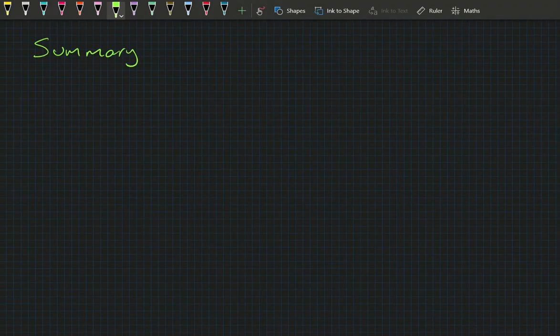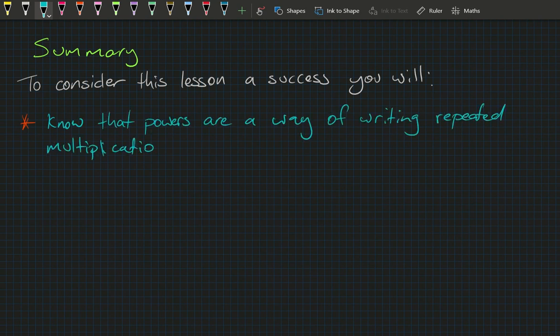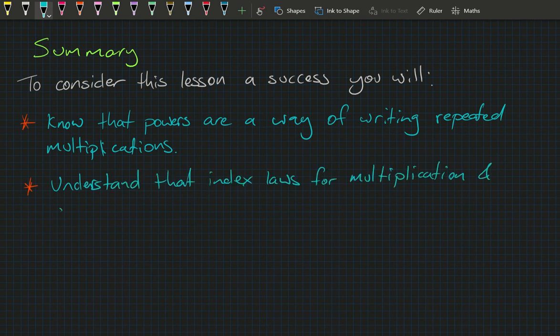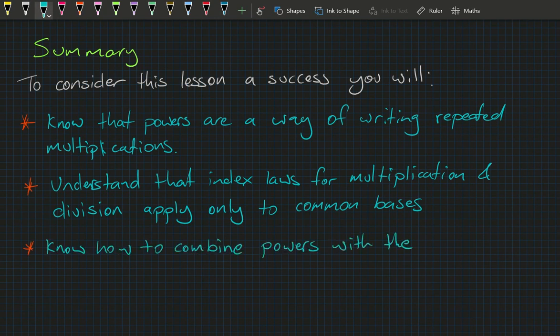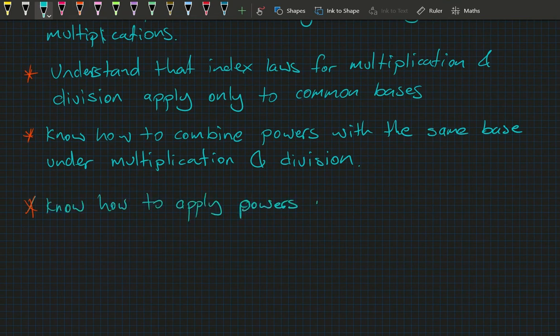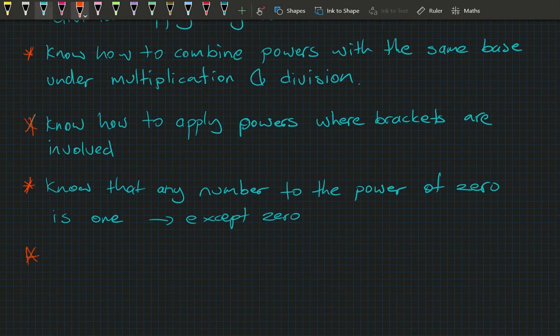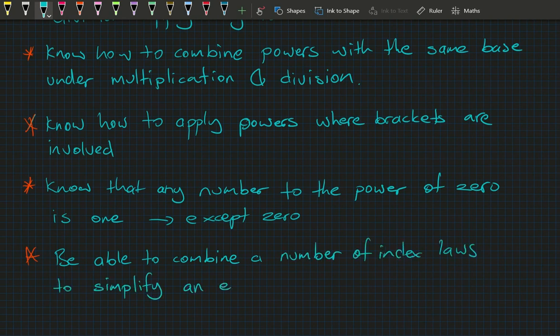Okay, let's summarize this lesson now. So to consider this lesson a success, when you complete it, you will know that powers are used as a shorthand way of writing repeated multiplications. Understand that the index laws for multiplication and division apply only to common bases. Know how to combine powers with the same base under multiplication and division. Know how to apply powers where brackets are involved. Know that any number except 0 to the power of 0 is equal to 1, and to be able to combine a number of index laws to simplify an expression.